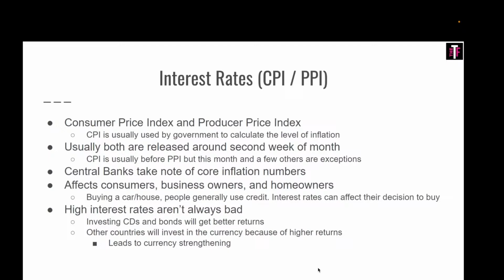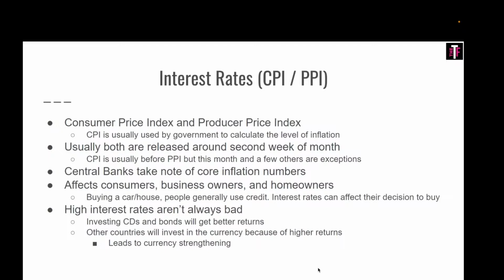Next, we're going to talk about interest rates, so the Consumer Price Index and Producer Price Index. The CPI is usually used by the government to calculate the level of inflation. Usually both are released around the second week of the month, like I've stated before. CPI is usually before PPI, but as I was writing this, it was September, and I believe in September the PPI was before the CPI. There are a few other exceptions, but normally the CPI is before the PPI.